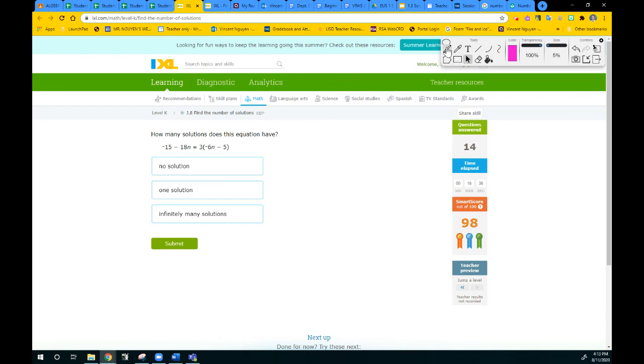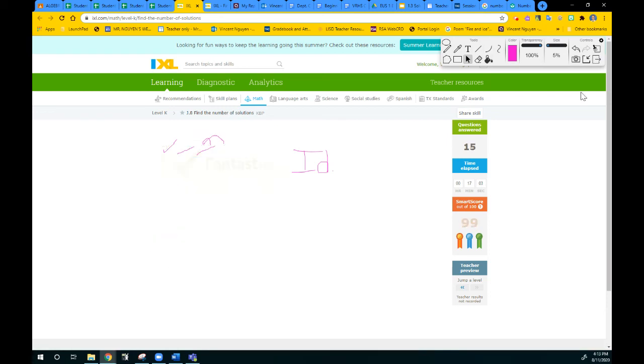Very cool. All right, one more. We have negative 18 here and negative 15 here. Well, the negative 18 will cancel, right? And then we also have this negative 15. So it's negative 15 equals negative 15. So this is an identity, right? So it has infinitely many solutions. Submit. Don't forget to submit and then clear.